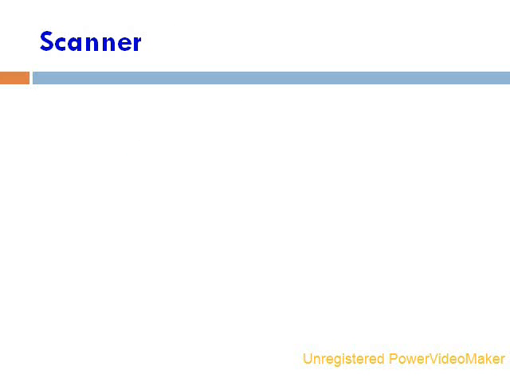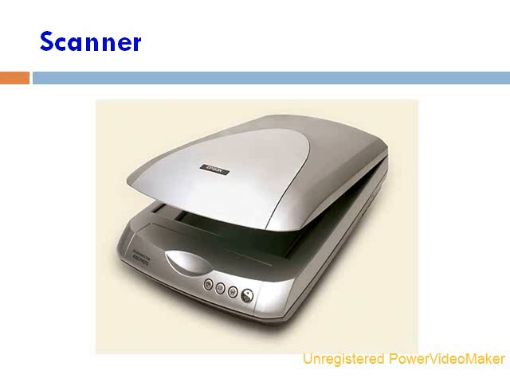Another input device which you can use is a scanner. A scanner resembles a photocopier in the sense that you press a document and the document is scanned. The scanned image is sent to the processor and the processor can process it in a way that you like. So this is a scanner.